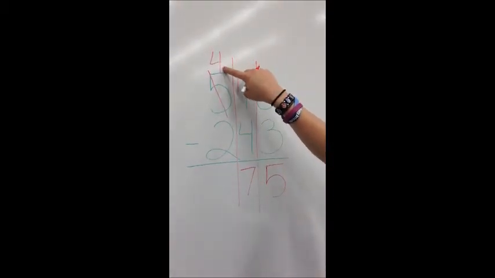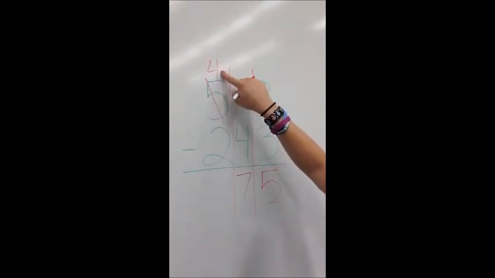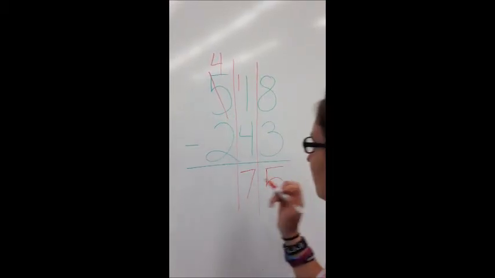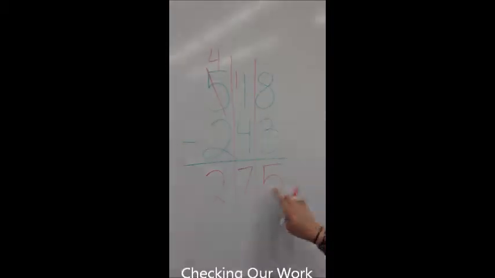And now your new number, because we borrowed and gave the 1 over here, you no longer have a 5, so you have a 4. 4 minus 2 is 2. So your answer is 275.